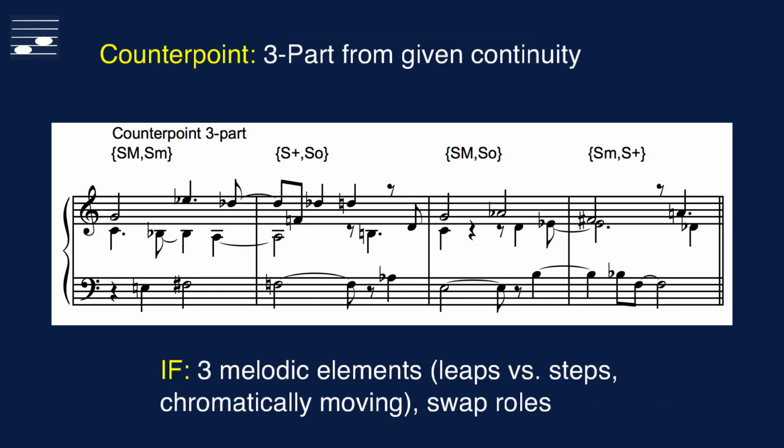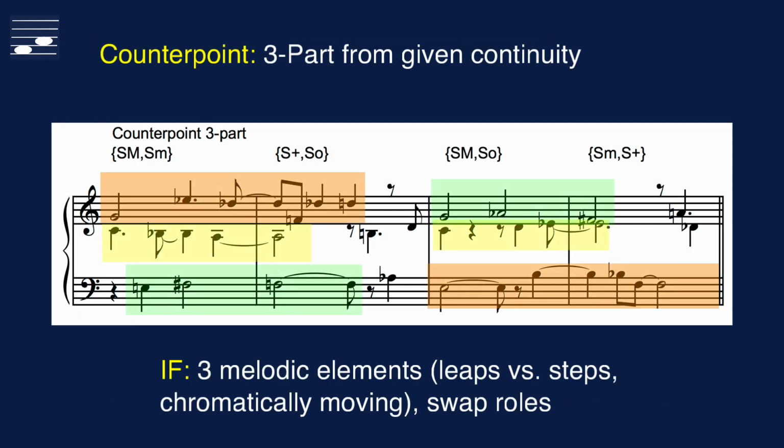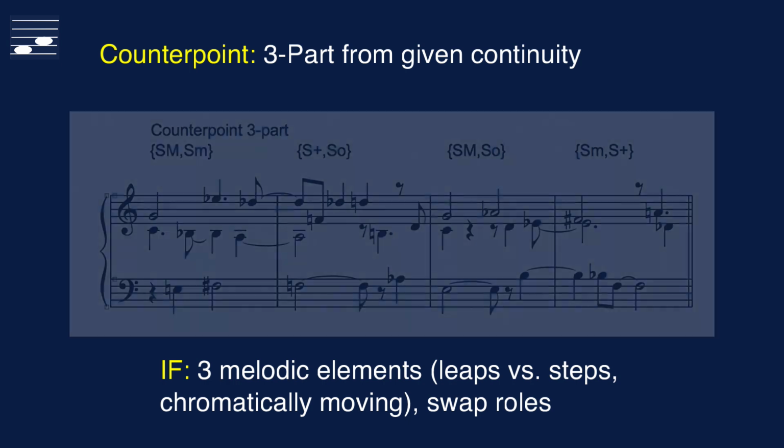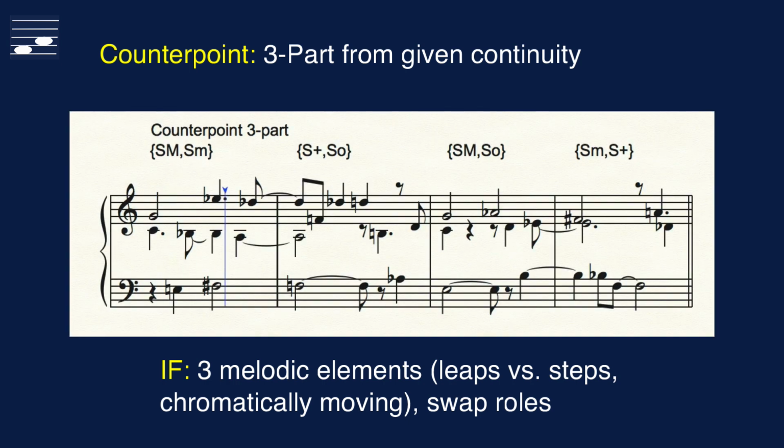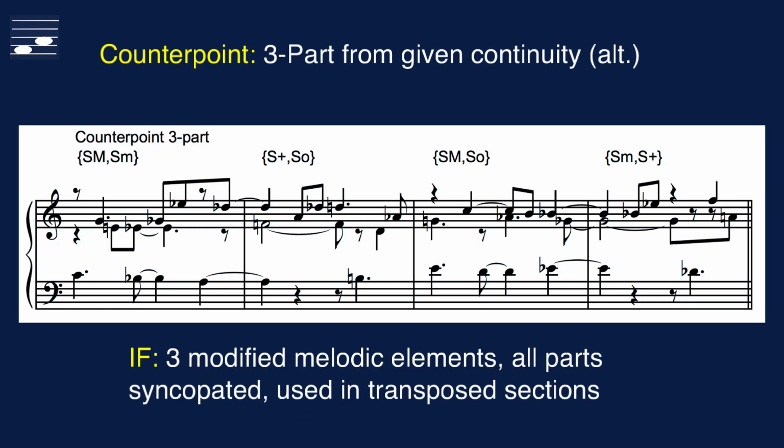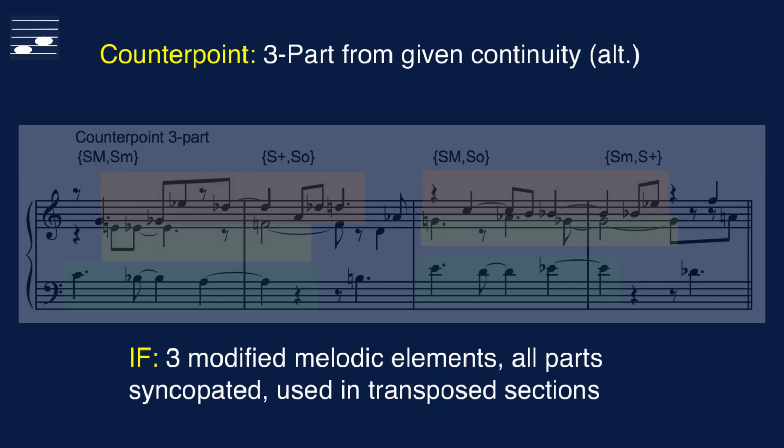With a bit of creativity, we may use the same harmonic continuity for creating a 3-part counterpoint, extracting 3 motive types that again move through the parts. Since this phrase is only 4 measures long, I created an alternative 3-part counterpoint setting that will be used in a transposed version.